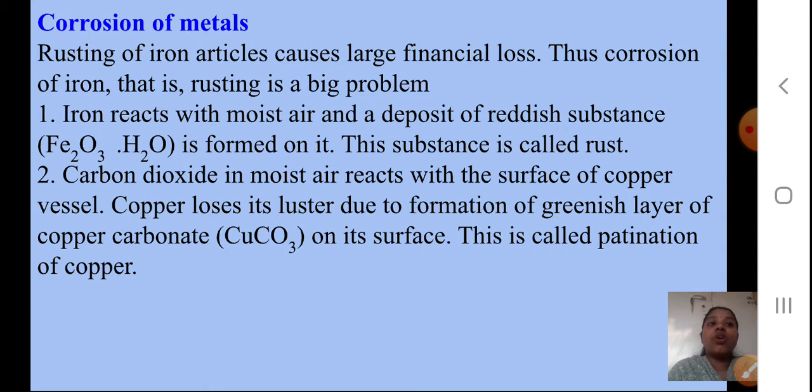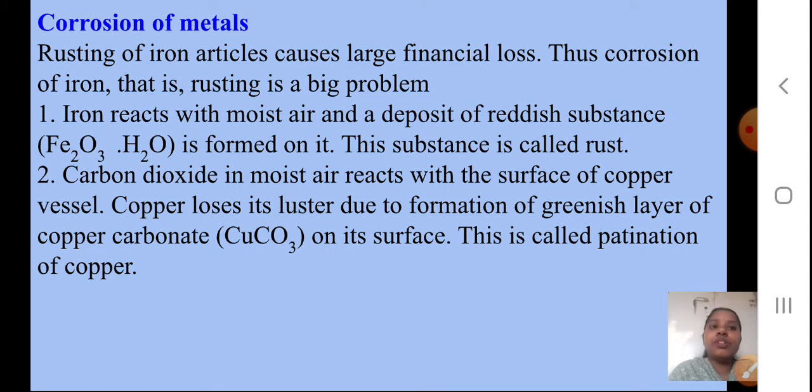Rusting of iron articles causes large financial loss. Yes, iron is very important. Many of the things which we use in our routine are made up of iron, maybe in industries and all. So corrosion of iron, that is rusting, is a big problem. Iron reacts with moisture and a deposit of a reddish substance, Fe2O3.H2O, is formed on it. Means it is rust. Fe2O3 is your iron oxide. This substance is called rust.